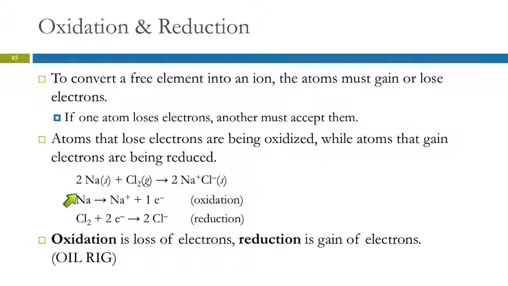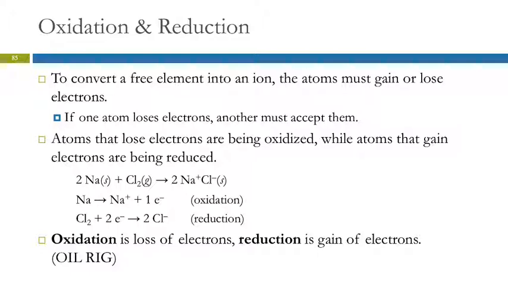So here we have that one spelled out even more. The sodium atoms become sodium ions by losing one electron. This chlorine molecule will gain 2 electrons and make 2 chloride ions. Okay, oxidation is loss of electrons. Reduction is gain of electrons.